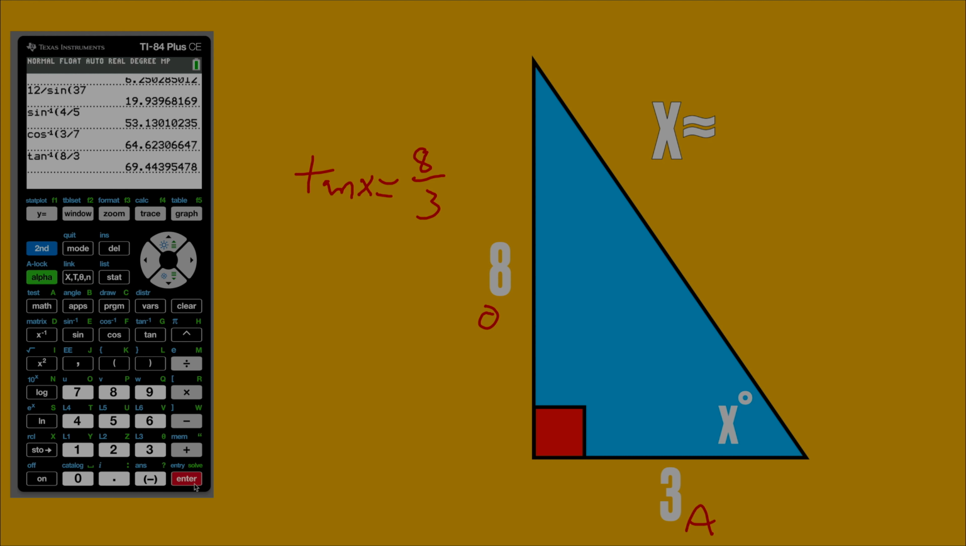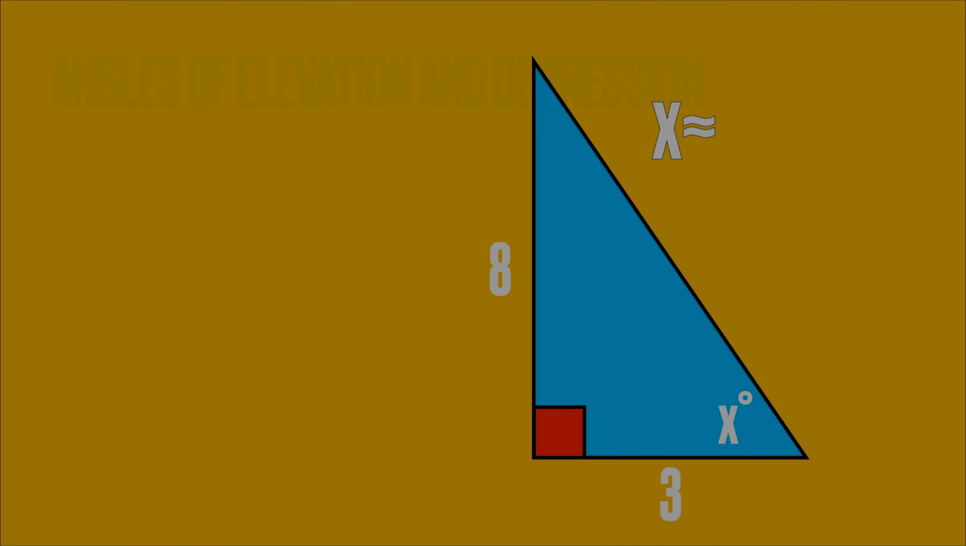Enter. So that gets us 69.44, or I'm just going to say approximately 69. So there we go. Let's talk a little bit about word problems. I'm going to take away the calculator for just a sec.